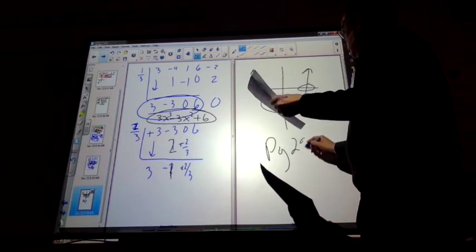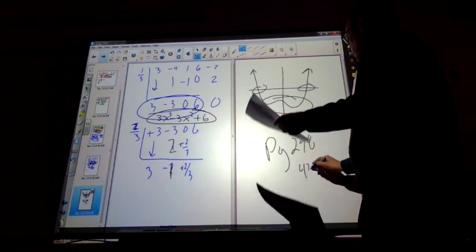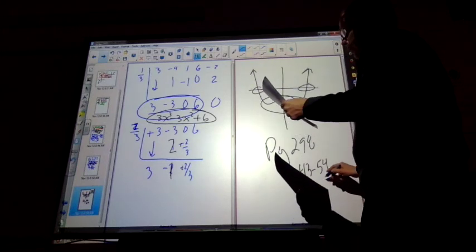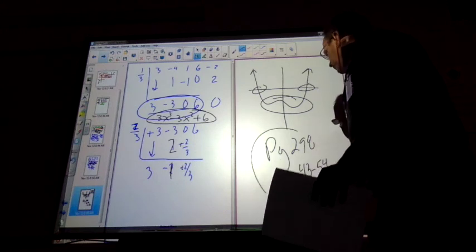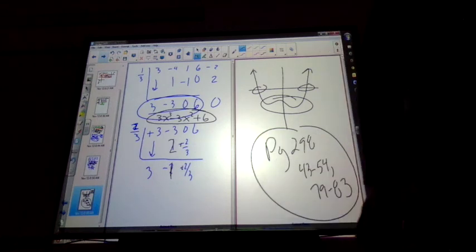Page 298, 43 through 54, 79 through 83. And I have this all recorded. You have plenty.